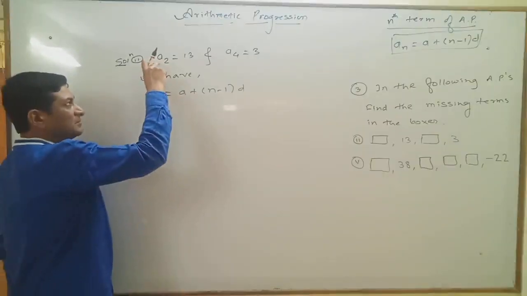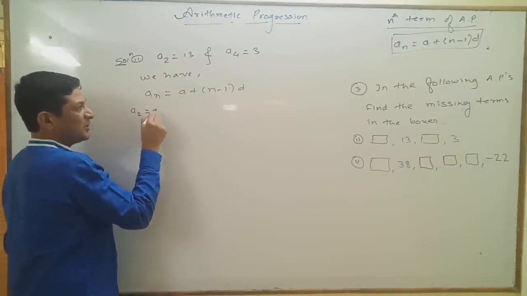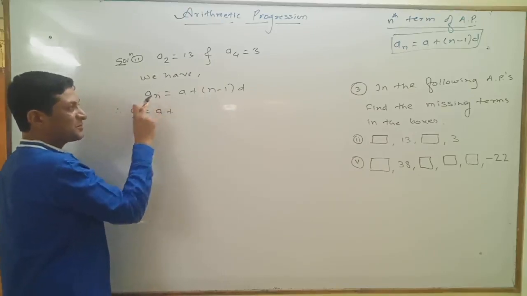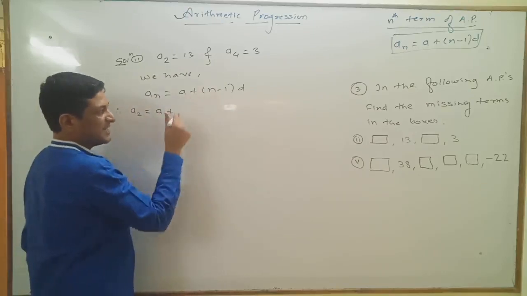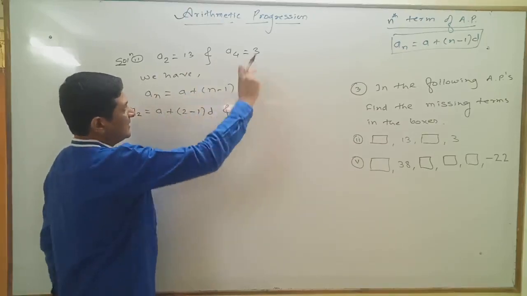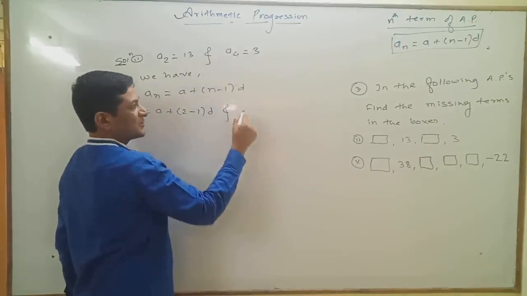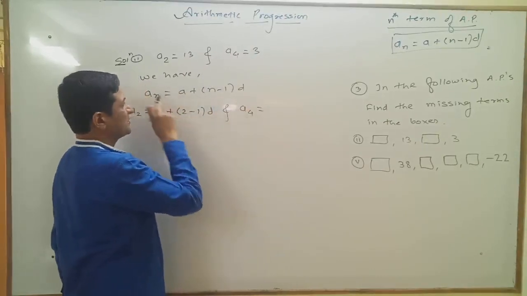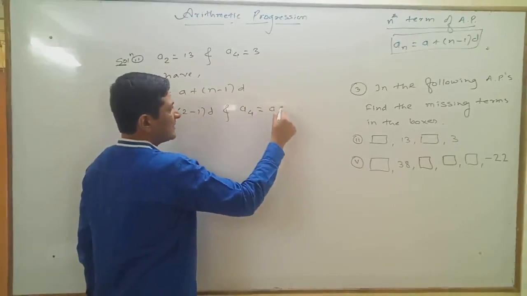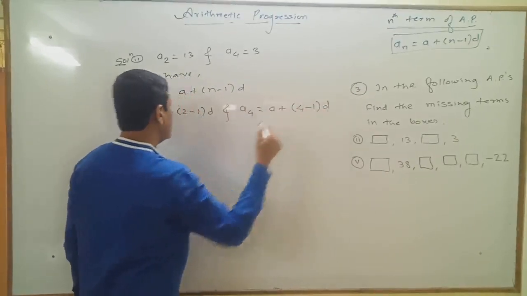Now, since the second term is given to us, that's why I am replacing n by 2. So on this side, A, keep it as it is, plus, again, we have substituted n equals 2. So here also replace n by 2. So 2 minus 1 into D. And now replace n by 4, meaning here replace n by 4. So here we will get A4 equals to. Since we have replaced n by 4, on this side also replace n by 4. So A plus, here we will get 4 minus 1 into D.